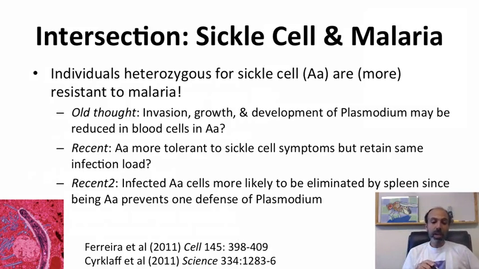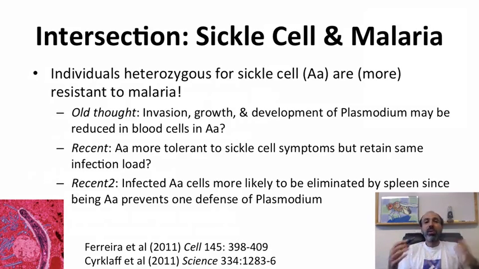Now, the thought a long time ago was that invasion, growth, and development of plasmodium was somehow reduced in these heterozygotes' blood cells. But more recently, I cite two studies down here. You're welcome to look them up if you'd like. One thought is the heterozygote is more tolerant to sickle cell symptoms, but actually still retains infection. Whereas another study showed that the infected heterozygote cells are more likely to be eliminated by the spleen.